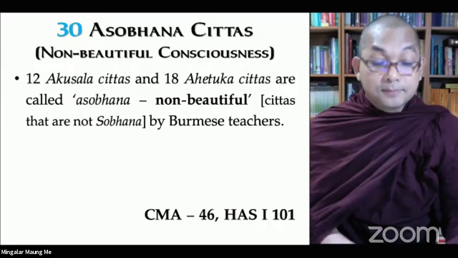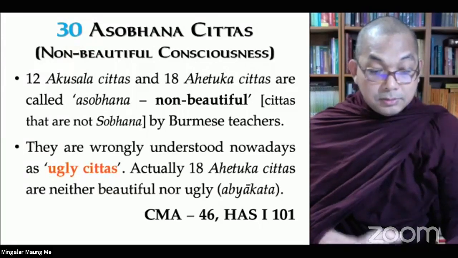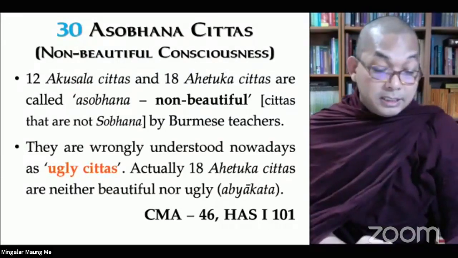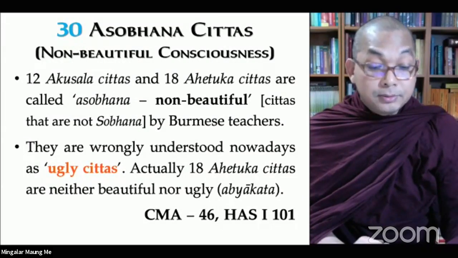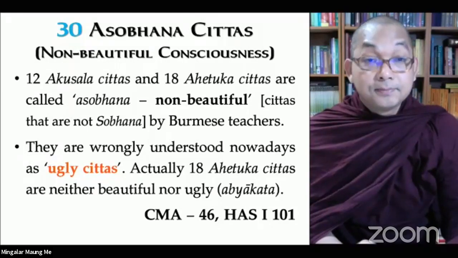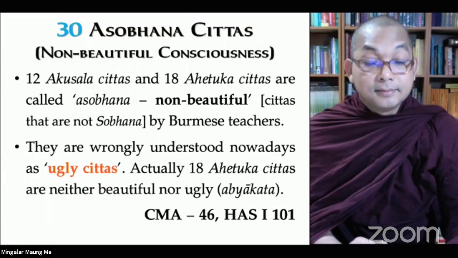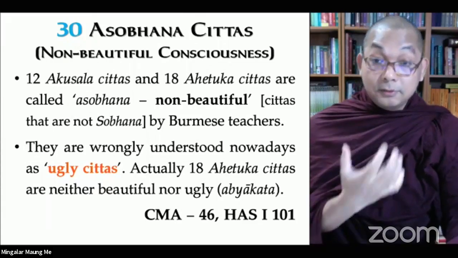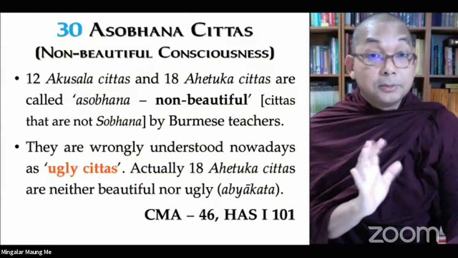Based on this name, the 30 Asobhana Cittas are wrongly interpreted, wrongly understood nowadays in Myanmar as the ugly cittas. Actually, of course, the 12 akusala cittas are ugly. They are not beautiful.